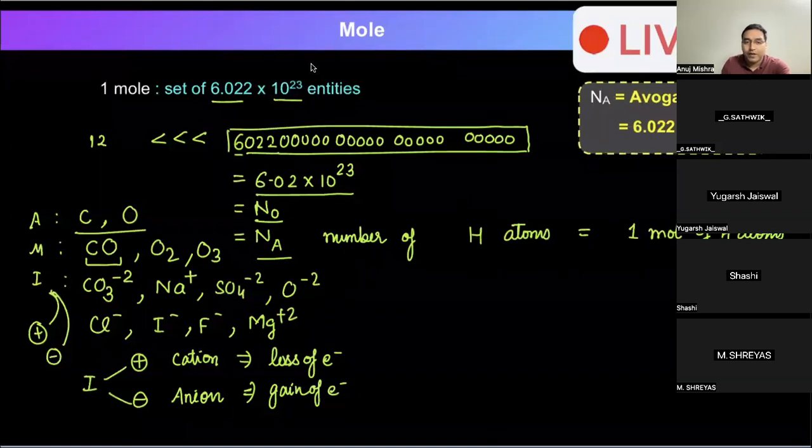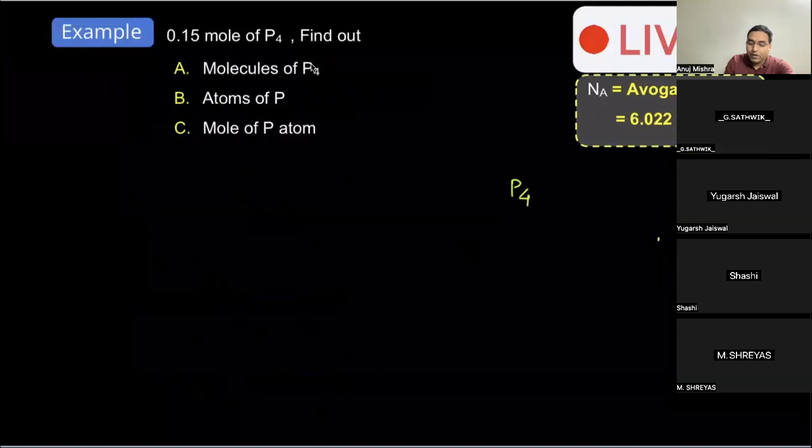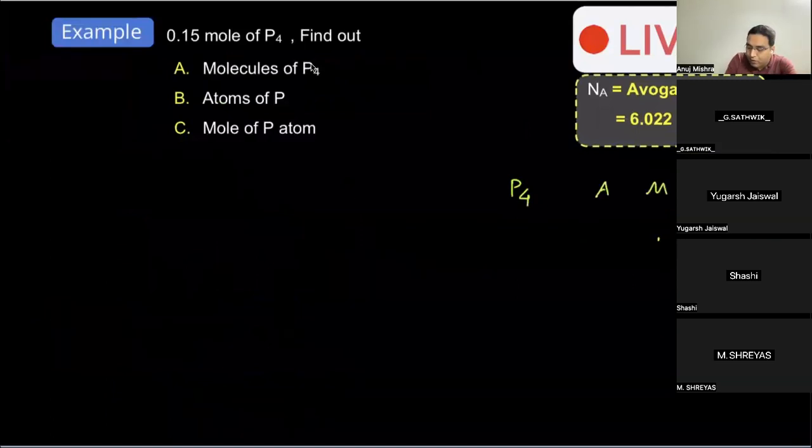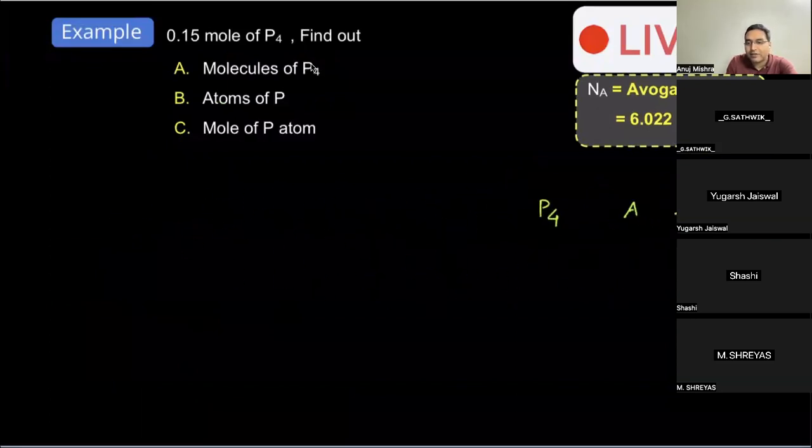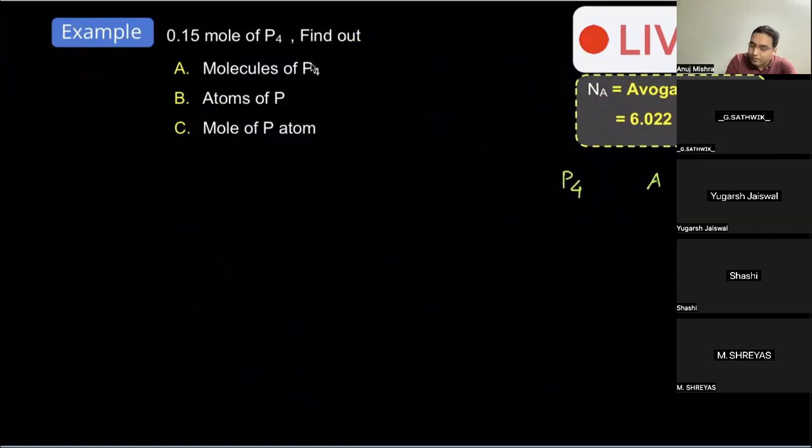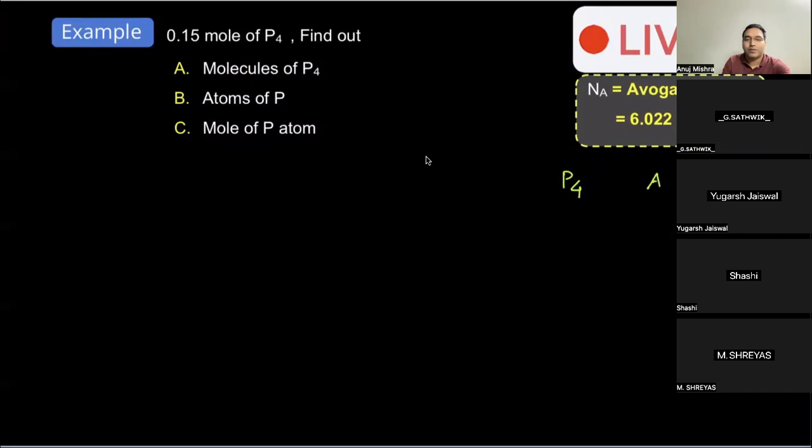Perfect. So if this is clear, then come to this question. P4 is atom, molecule, or ion? Now, one more chance to all of you. Please answer quickly. Atom, molecule, or ion? Tell me fast. Which one? What is it? It's a molecule. Phosphorus molecule.